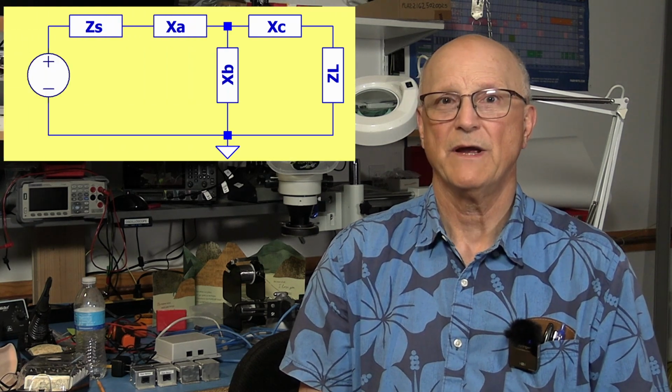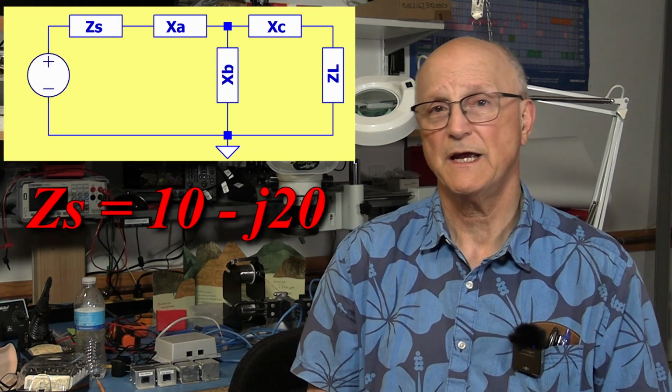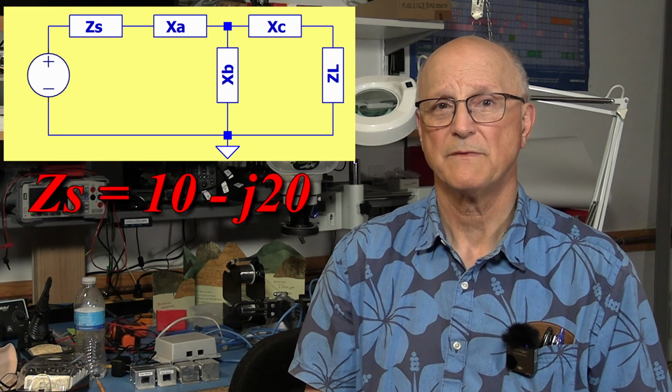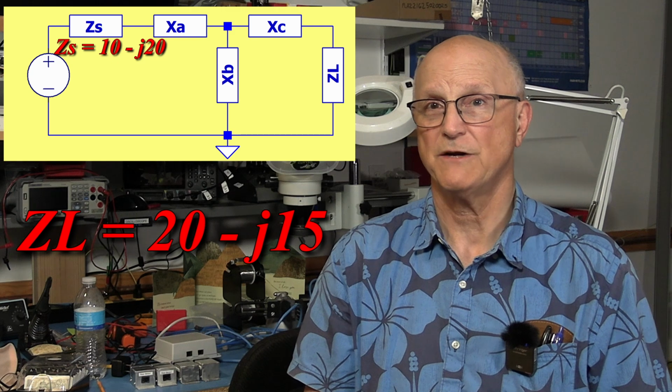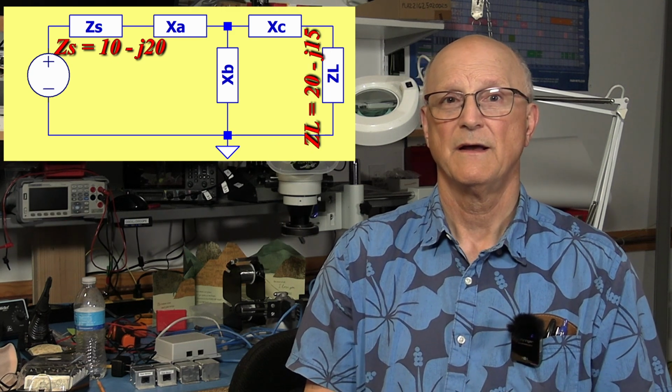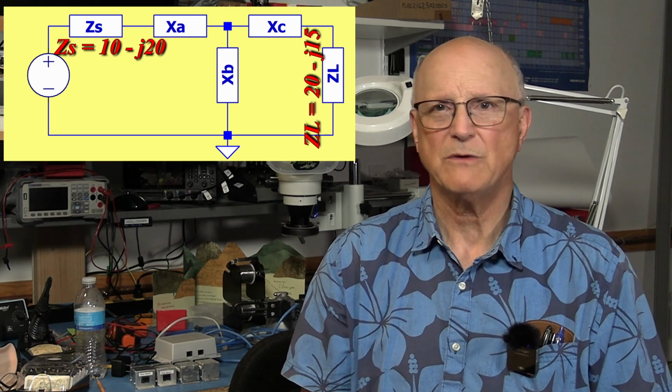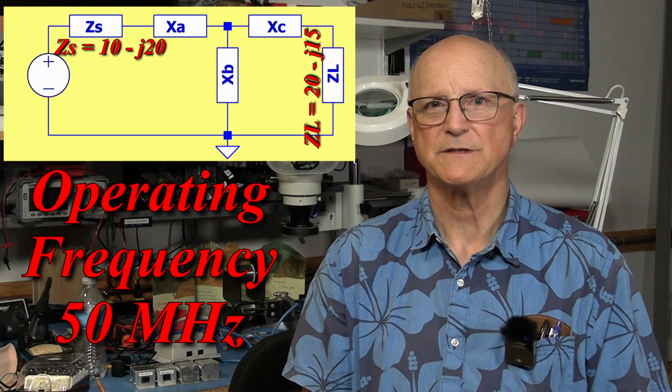We begin, as always, by defining our objectives. Well, the objectives for this exercise are quite simple. The overall circuit looks like this. We have a source impedance of 10 minus J20. We have a load impedance of 20 minus J15. And we're going to operate at a frequency of 50 megahertz.